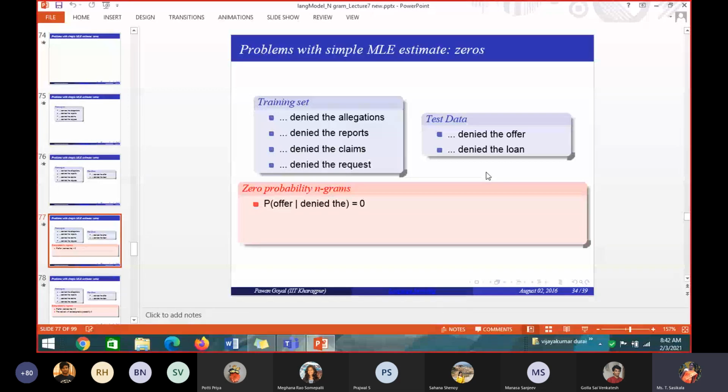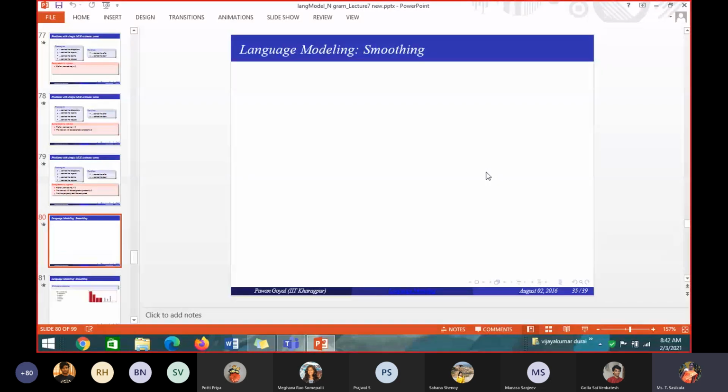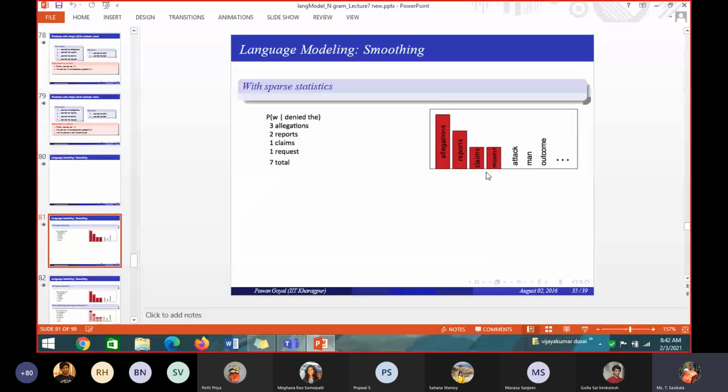So how can we solve this problem? By using a smoothing technique. If a bigram or trigram does not occur in the training data, the idea of smoothing is to compute the trigram probability anyway. Last class I showed all this. For denied the, I have four sentences.